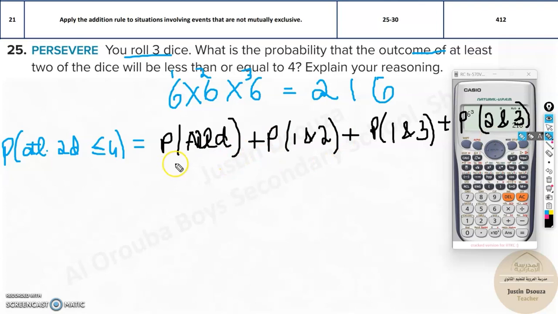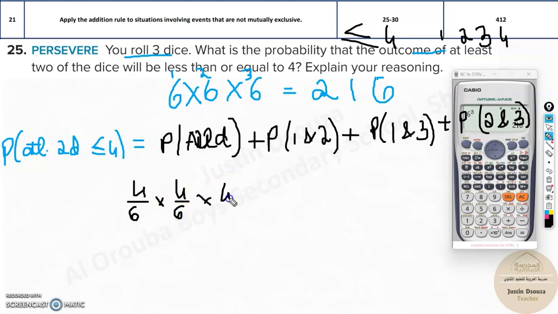So now, what does this all dice mean? All dice means all the 3 will be less than or equal to 4. What does it mean to be less than or equal to 4? The possibilities are 1, 2, 3, and 4. That is 4 out of 6. That is for one dice multiplied with the second dice, same thing, and the third dice, same thing. 4 by 6 into 4 by 6 into 4 by 6.